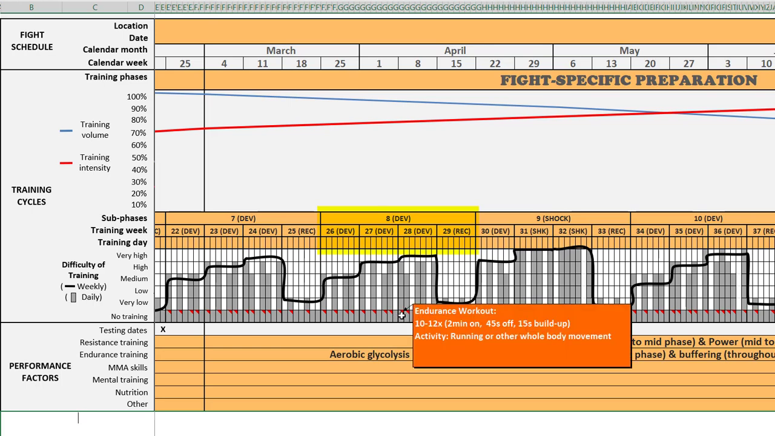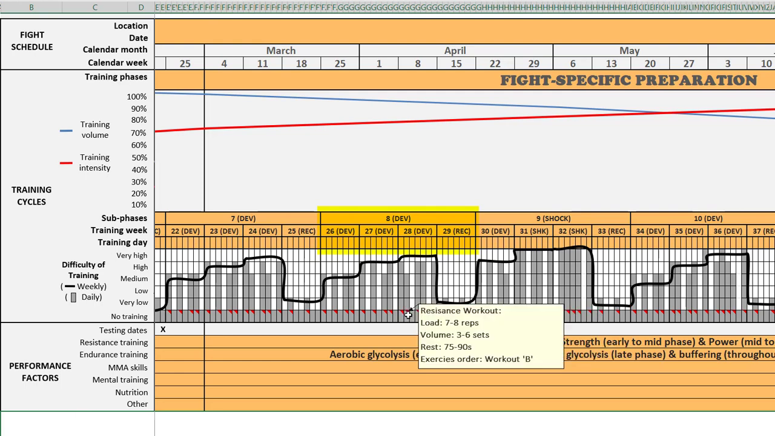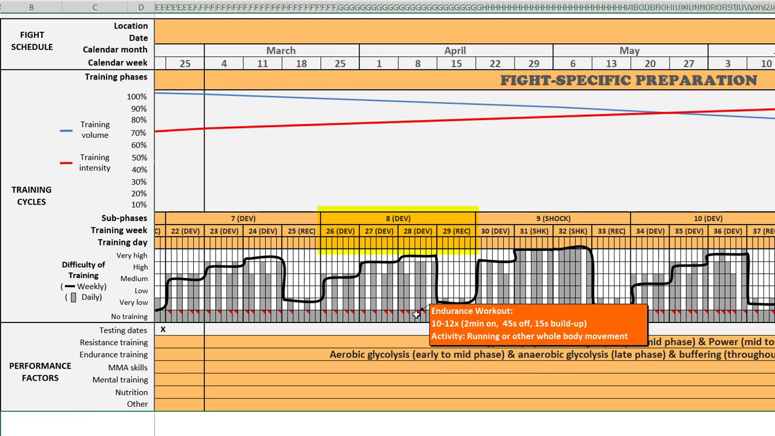Now, we increased training difficulty in week 28 by increasing the number of sets performed in the endurance training sessions up to 10 to 12. And again, we also added a fight simulation for 3 rounds, and the resistance training in this week stays roughly the same. So let's have a look. There's the resistance workout here. So we're 7 to 8 reps, 3 to 6 sets, 75 to 90 seconds rest. And those 2 workouts, they repeat themselves.